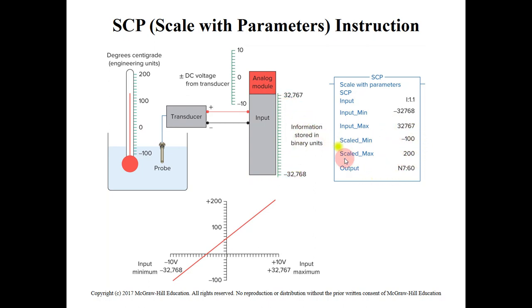Usually all these parameters are defined inside the software of the ladder logic program, and this scale with parameters instruction is used to convert the input values of the signal that the microcontroller receives from the sensors, or sends to the actuator, into digital values that are readable by the microcontroller. You can see here that negative 10 volts is represented by negative 32 at the input, and positive 10 volts is represented by positive 32. In between them, we have a range of change reflected by this function.